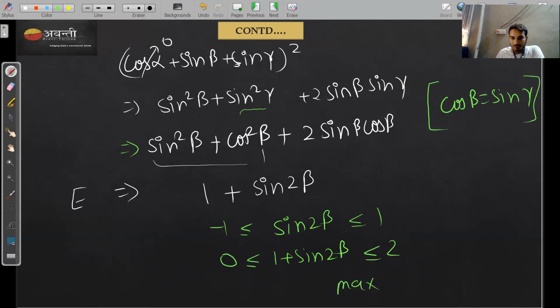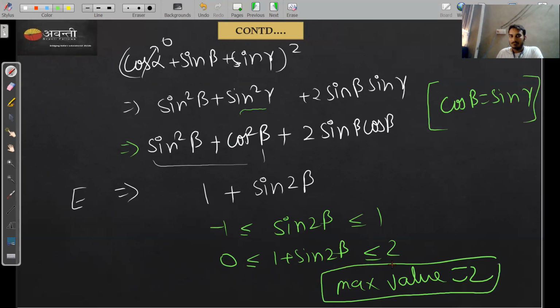So the maximum value is 2, right? So this is the answer. Okay, this is the answer. Okay, so right, easy question.